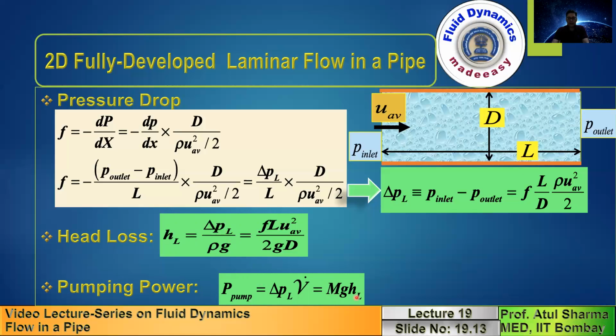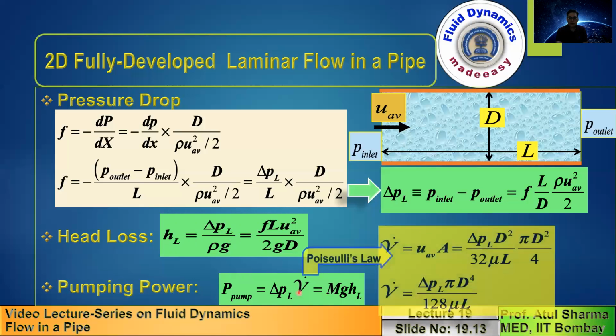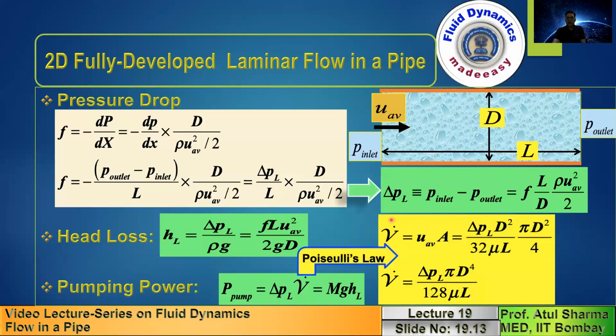Now I'll show you the expression for volumetric flow rate, which is commonly used for flow in a pipe. This expression for volumetric flow rate is also called Poiseuille's law. The volumetric flow rate is given as the product of the average axial velocity multiplied by the cross-sectional area. The average axial velocity we have obtained from here. You can write it in terms of the pressure drop.